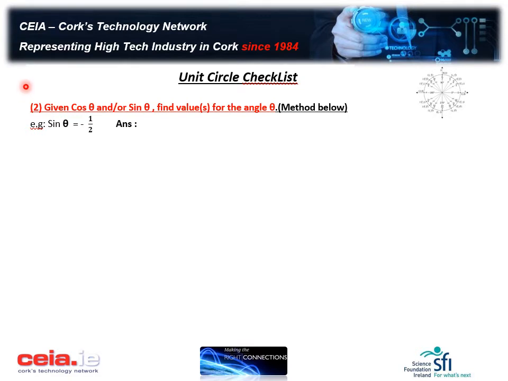So let's look at the second question on our unit circle checklist. Question number 2: given a value for cosine of theta or sine of theta, find the value or values for the angle theta. And we're going to go through this method now, and the example we're taking is sine of theta equals minus a half. So we can imagine a unit circle, and we're starting off with sine of theta equals a half, okay?